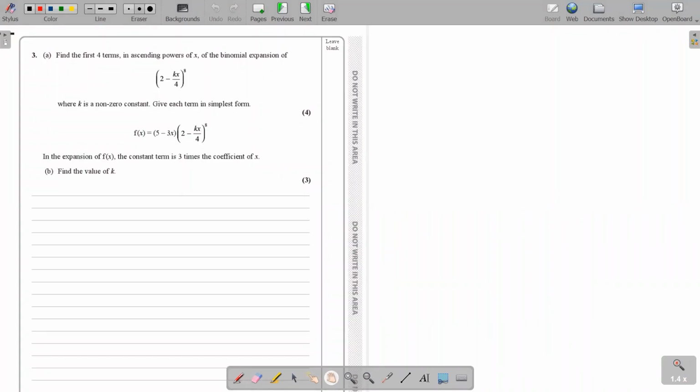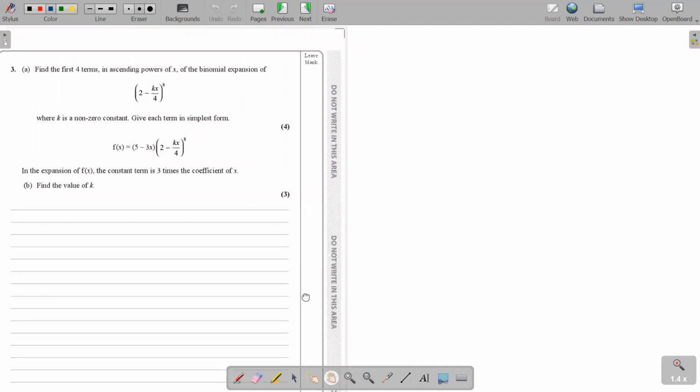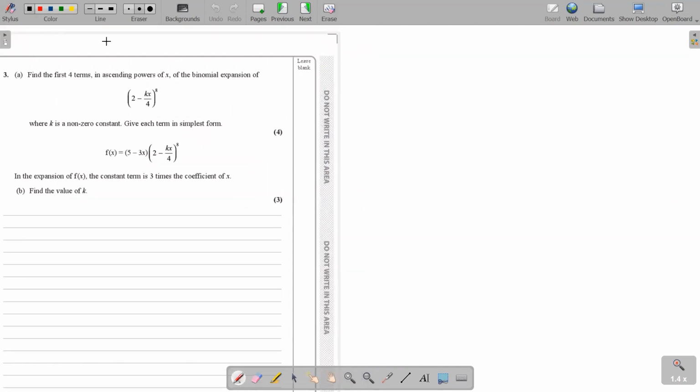Okay. So now we'll move on to question number 3. They say here, find the first 4 terms in ascending powers of x of the binomial expansion of (2 minus kx over 4) to the power 8. How do we expand this binomially? How does the binomial expansion work? They say in ascending powers of x, which means x powers need to go 0, 1, 2, 3. So let's start with 2 minus kx over 4 to the power 8.